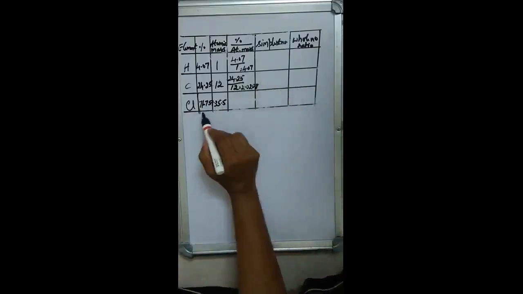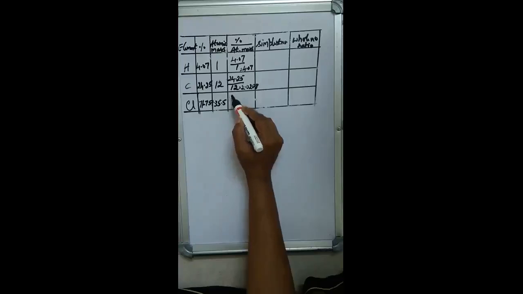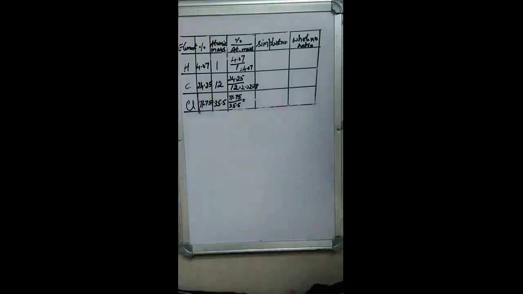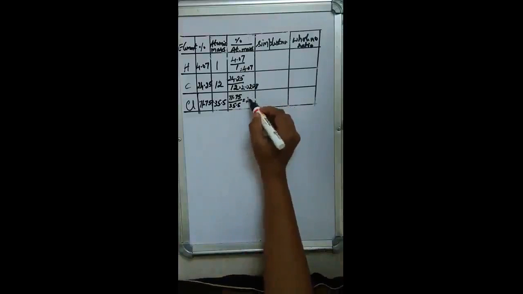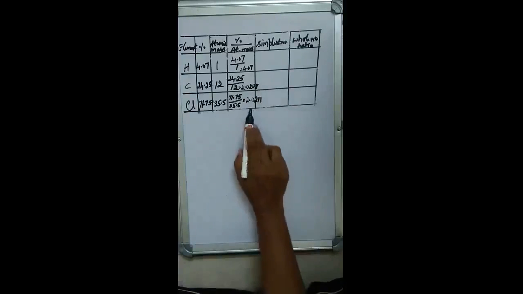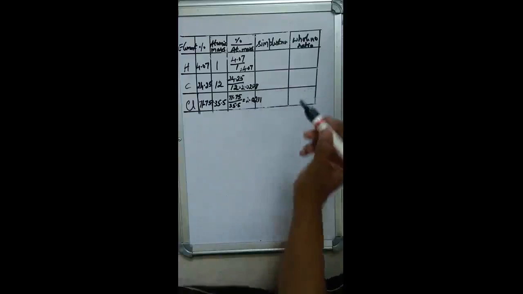Next, for the chlorine, what is the percentage of chlorine given? That is 71.75 divided by, what is the atomic mass? 35.5. Now the same thing, with the help of a calculator, calculate 71.75 divided by 35.5. What is the answer you will get? I think you are trying now. Okay, so the answer is 2.0211. After the point, how many digits should you write? 4 digits you should write.